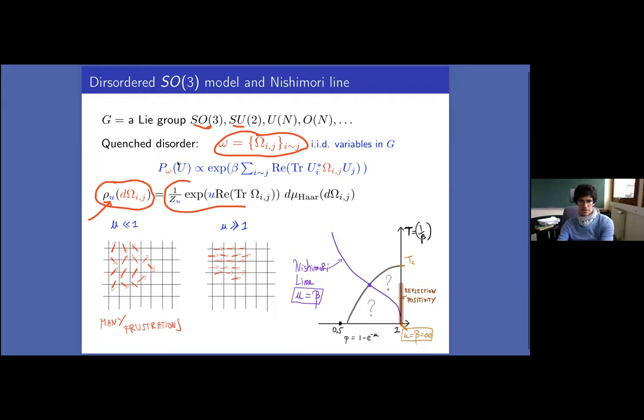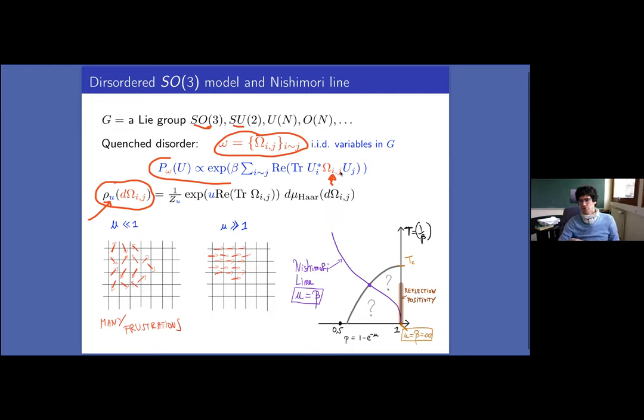So here is the quenched Gibbs measure. It's written here. Given a disorder, little omega will now denote the collection of all those matrices indexed by the edges. I want to sample matrix elements at each vertex i in Z^d. According to this interaction, I sum over the neighboring edges the real part of the trace of U_i^* omega_ij U_j, as before, but I insert this disorder. And if U is very large, I keep saying that omega ij is more or less exactly the identity plus something very small. So for U very large, we recover the non-abelian model that I had before.